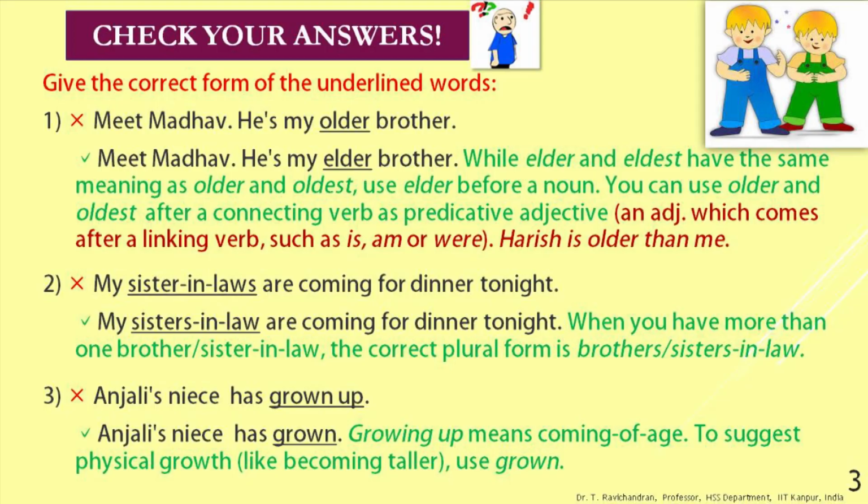The first one, meet Madhav, he is my elder brother, is the correct answer. What is the explanation? While elder and eldest have the same meaning as older and oldest, use elder before a noun, that is before a naming word like brother, sister. So you use elder. You can use older and oldest after a linking verb as a predicative adjective, that is an adjective which comes after a linking verb such as is, am or were.